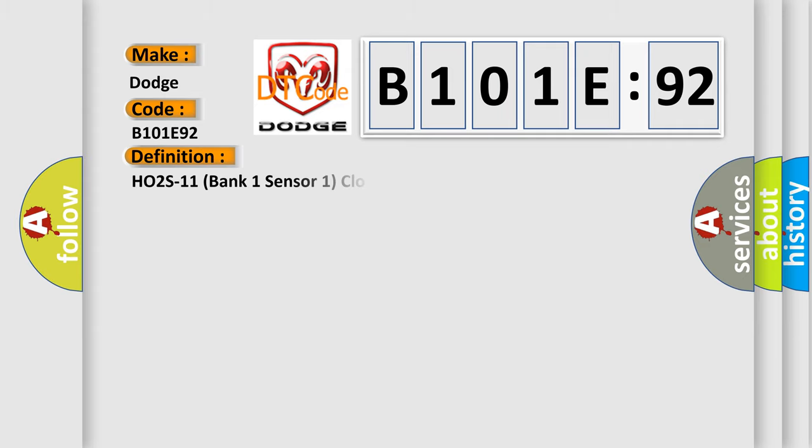The basic definition is HO2S11 Bank 1 Sensor 1 Closed Loop Performance. And now this is a short description of this DTC code. DTC P0101, P0103, P0107, P0108, P0112, P0113, P0116, P0118, P0121, P0123, P0125, P0128, P0201, P0206, P0410, P0440, P0442, P0443, P0446, P0449 and P1441 not set, engine started, engine speed 550 to 3000 revolutions per minute for 4 minutes, MAF sensor from 8 to 35 g/sec, TP angle from 3 to 35%, ECT sensor more than 158°F, and the PCM detected the HO2S signal had an improper voltage amplitude.